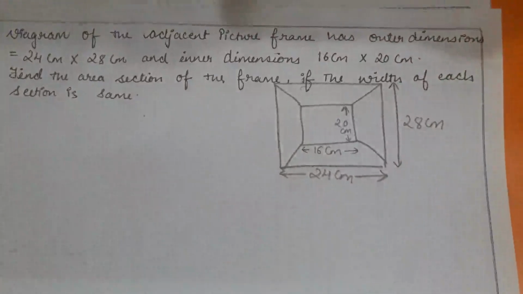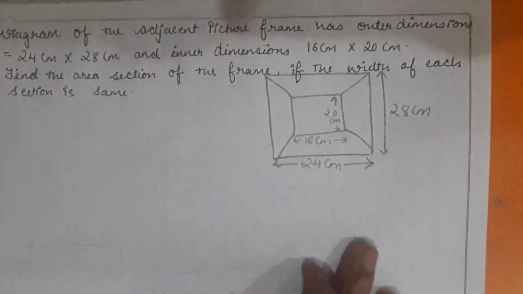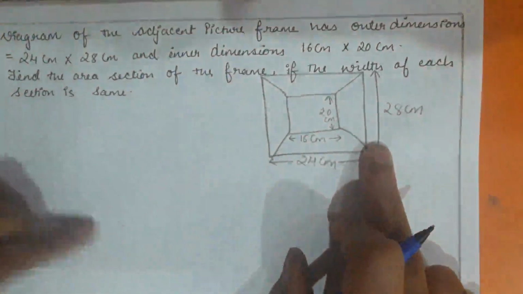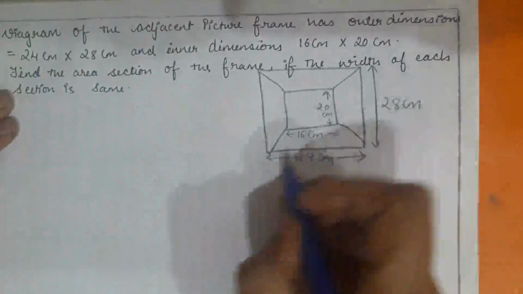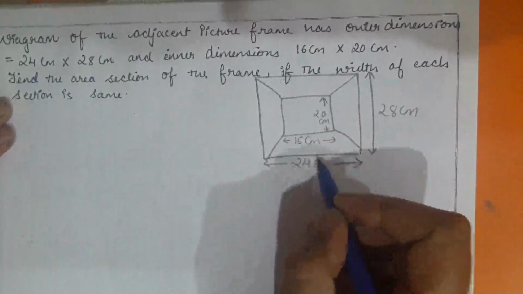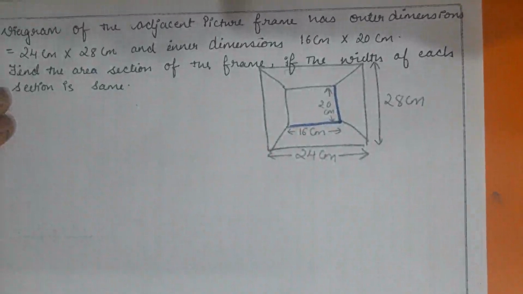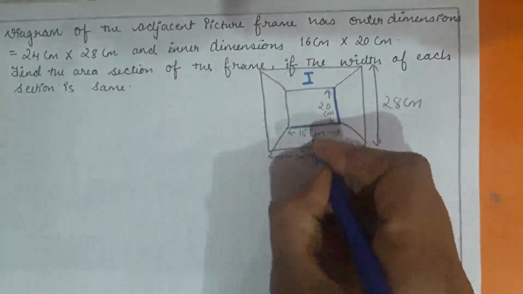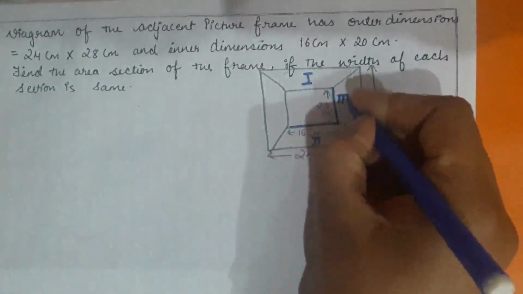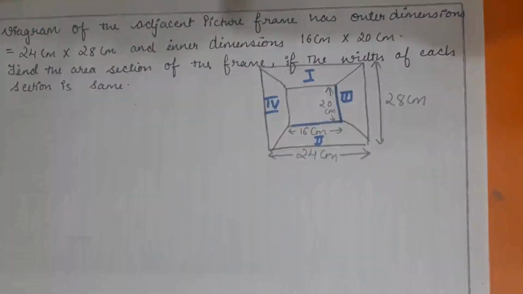Okay, now question number 11 is the diagram of an adjacent picture frame. So this is your picture frame, which has outer dimensions 28 centimeter here and 24 centimeter. The inner dimensions are 16 and 20. Okay, find the area of each section of the frame if the width of each section is the same. So first, second, third and fourth. These are four sections of this frame.